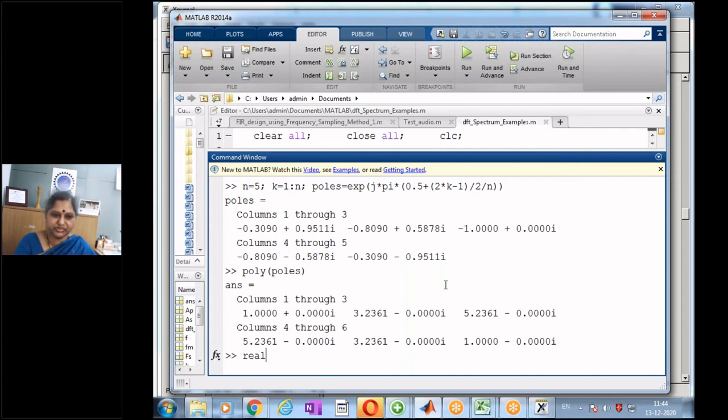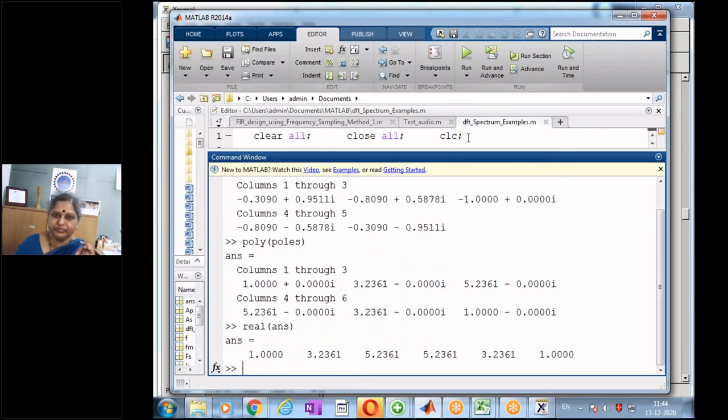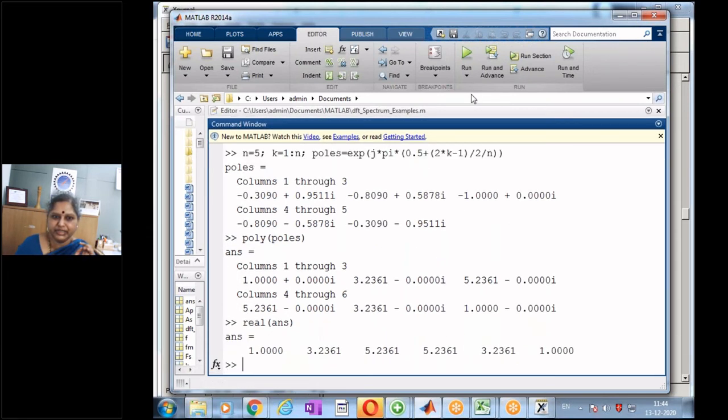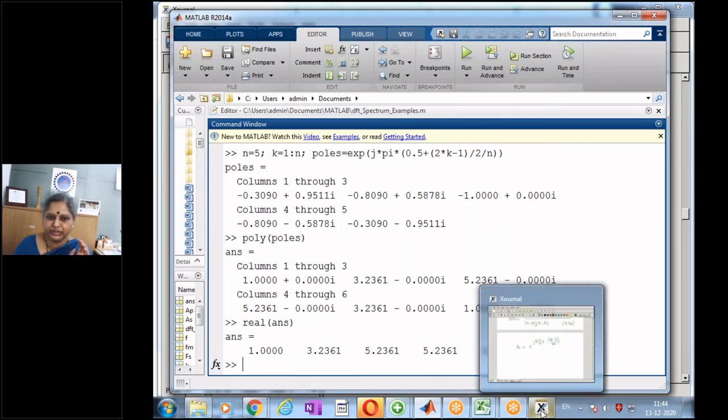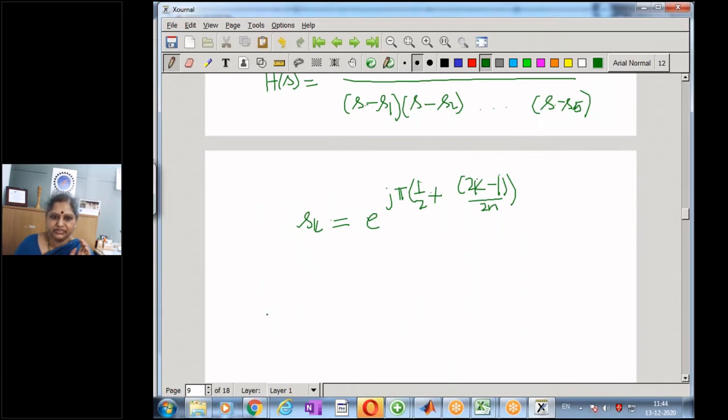And if you see, all the poles are real. So I will keep the imaginary components of the poles all 0, and hence if I look at the real component, this is 1, 3.2, 5.23, 3.23, 5.23. So I have my transfer function H of s.